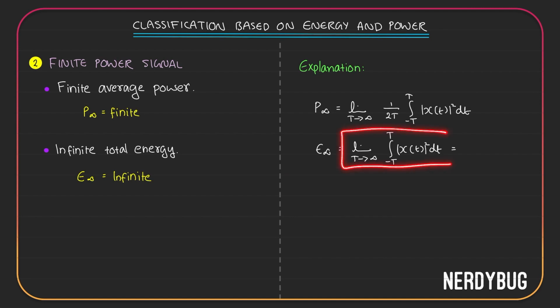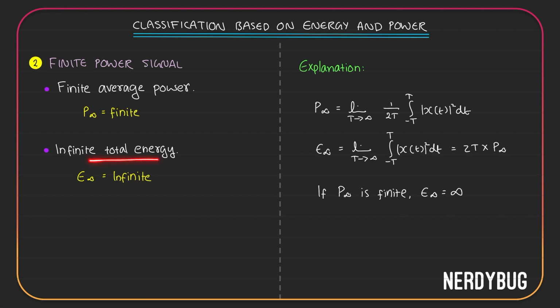But this can also be written as P infinity multiplied by 2t. So I can write E infinity is 2t multiplied by P infinity. But for a finite power signal, we have P is finite. If power is finite, then what is E? It is 2t times P infinity, but t tends to infinity. So we can conclude a finite power signal is defined as a signal with finite average power. But if a signal has finite average power, as we just saw, it will also have infinite total energy.